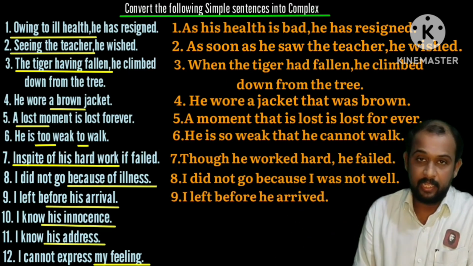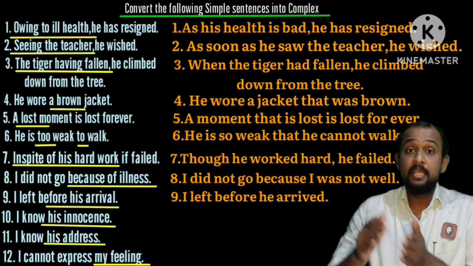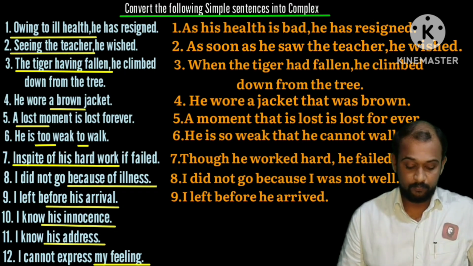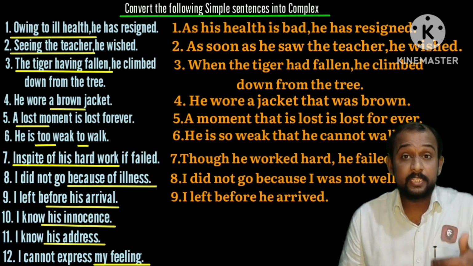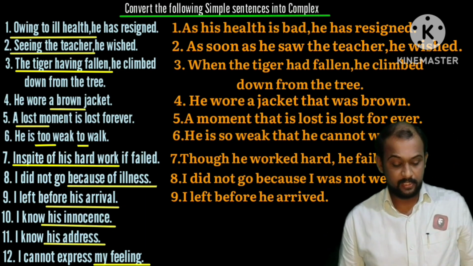I left before he arrived. See, I left is also a clause. He arrived is also a clause. I left is the main clause. He arrived is introduced by the subordinator before, so it is a subclause. Alright? Then it is a complex sentence in fact.